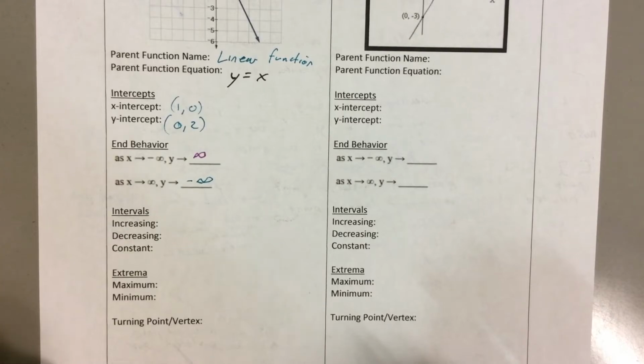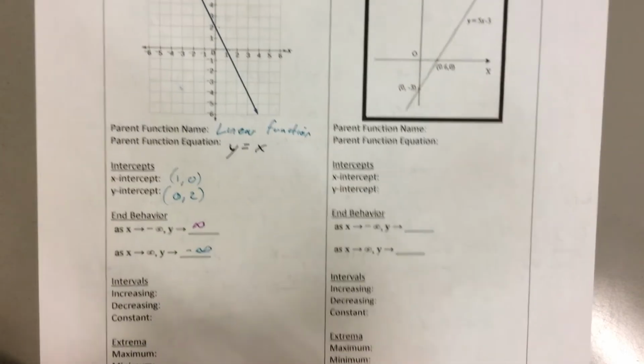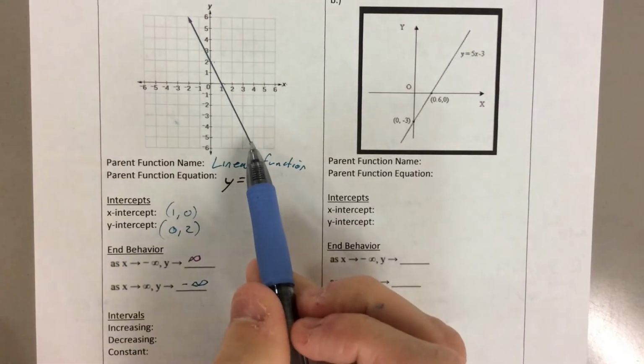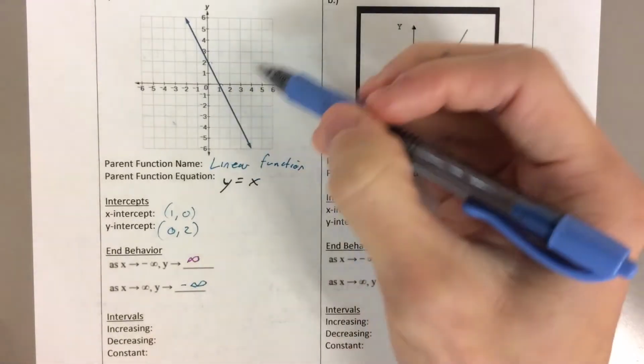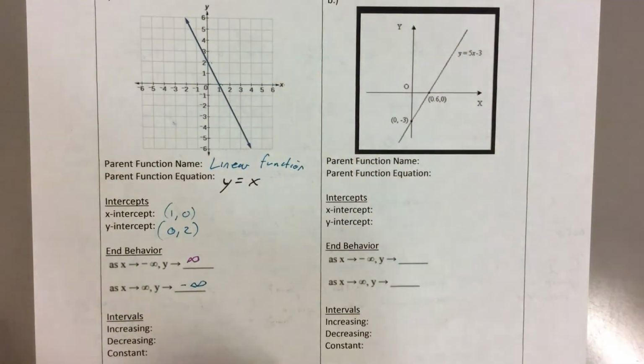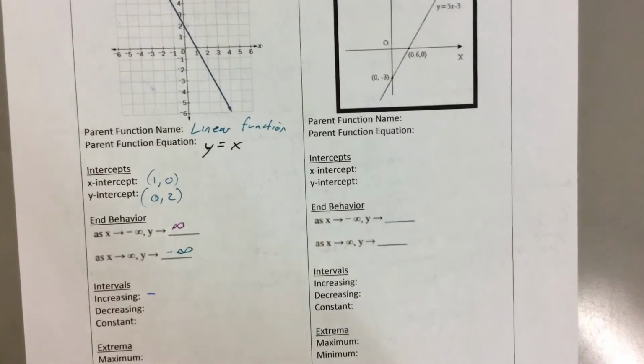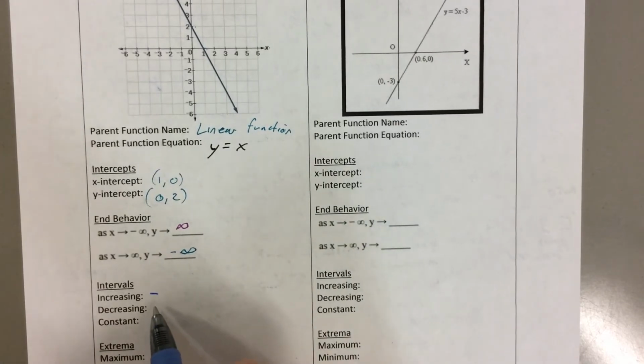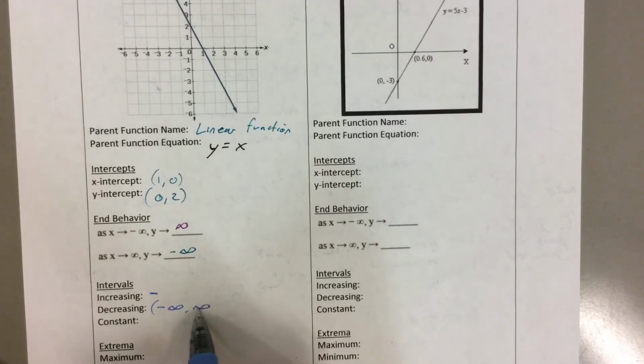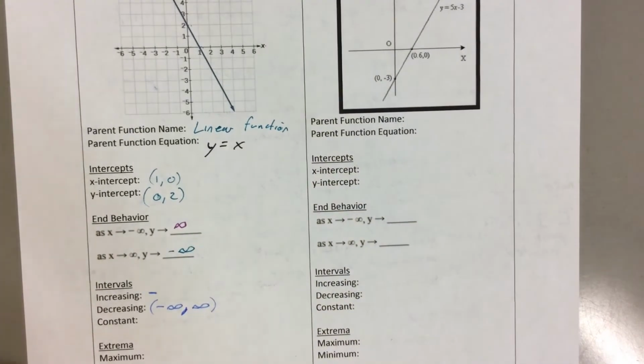So increasing, is there any spot where this is increasing? Increasing would be going that way. So no. Just put no. Okay, so decreasing, we're going to write it like this: negative infinity to positive infinity. Just like that.